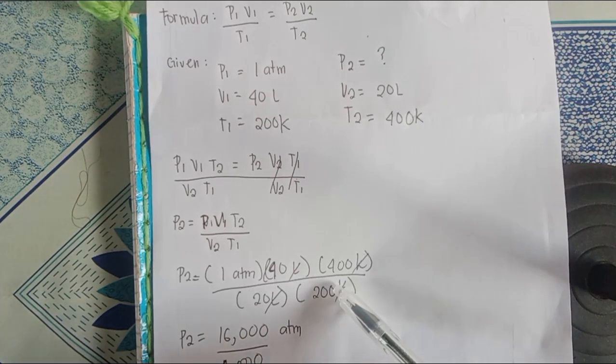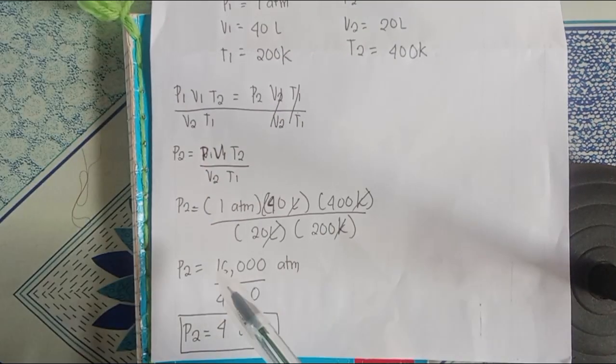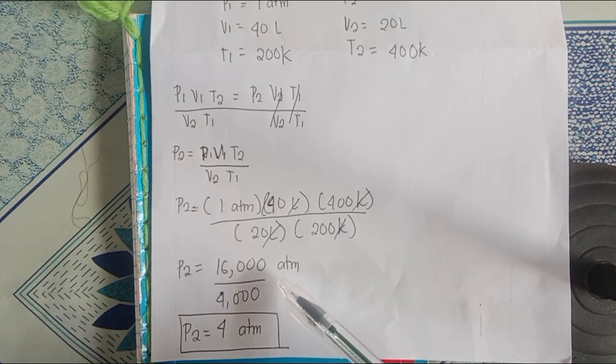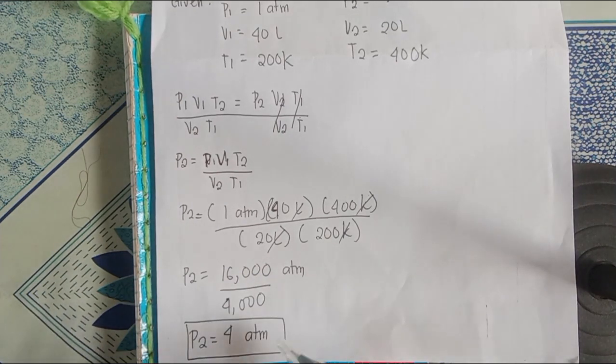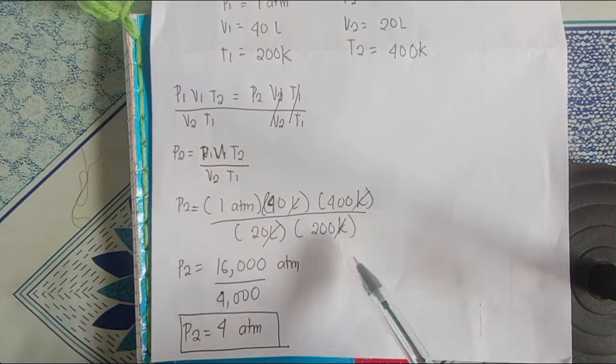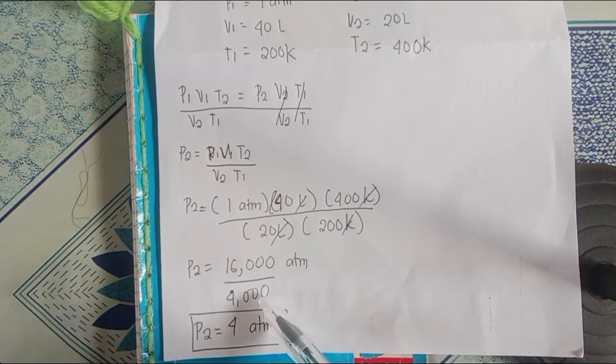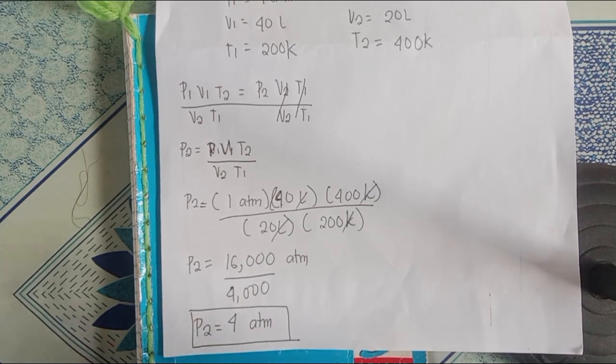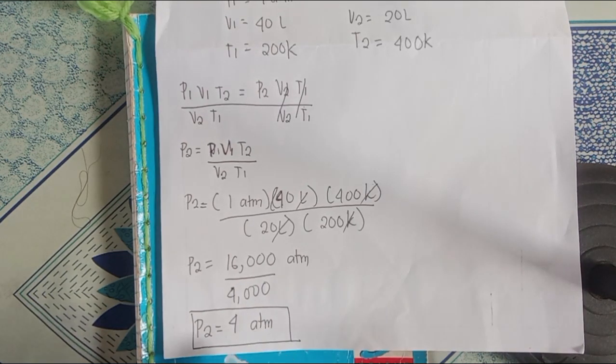So, the units cancel out. 1 times 40 times 400 is equal to 16,000 atm. And then 20 times 200 is 4,000. So, 16,000 divided by 4,000 is equal to 4 atmospheres. So, the final pressure is 4 atmospheres.